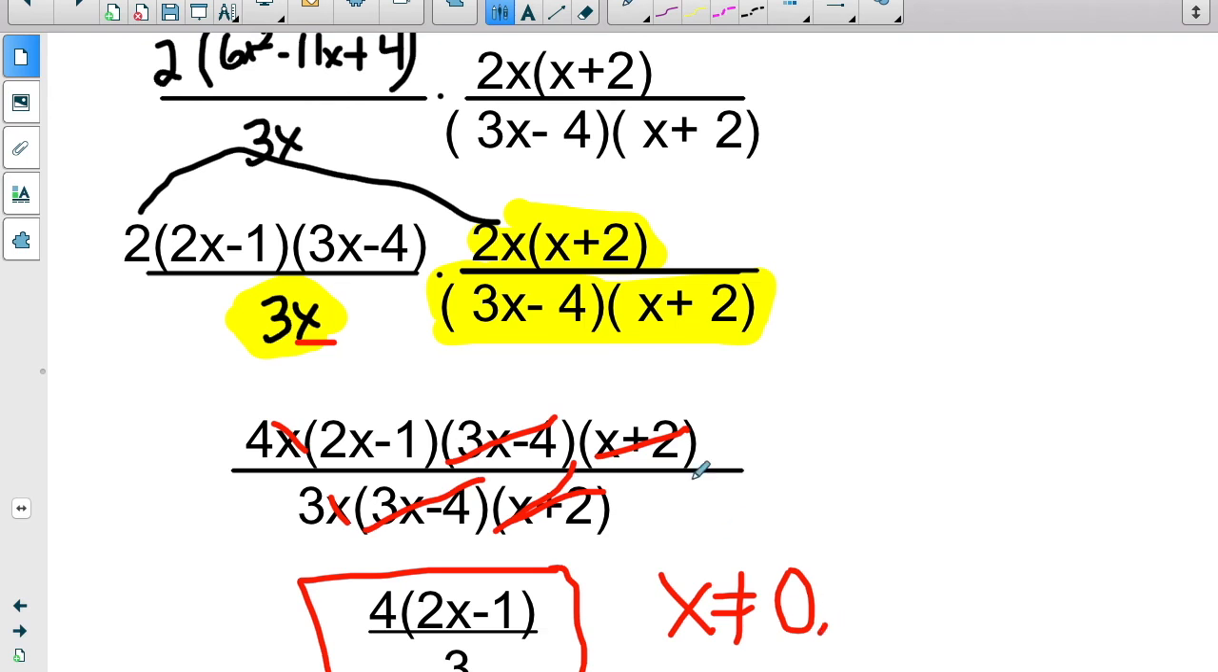Now we'll look at the other two. So we have 3x minus 4. Well, it's not left in the denominator anymore. And if we solved it to see where it would be 0, x would be 4/3. And then we have x plus 2. Well, it's not on bottom, and it would be -2. Now on top of the second fraction, x plus 2 and x have already been taken care of, so we don't have any other restrictions. So our final answer was 4 times 2x minus 1 divided by 3. And our restrictions are 0, 4/3, and -2. And that's it. That's all we need to do on this here.